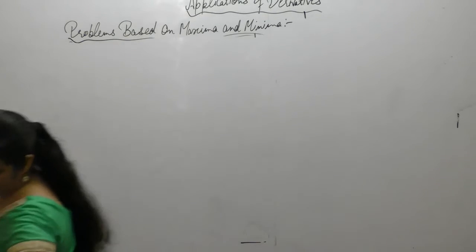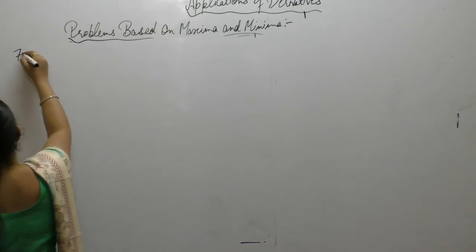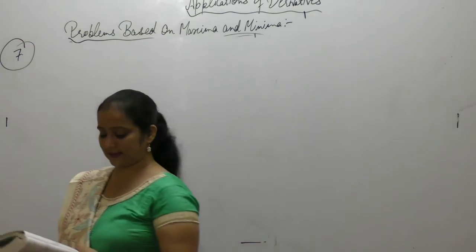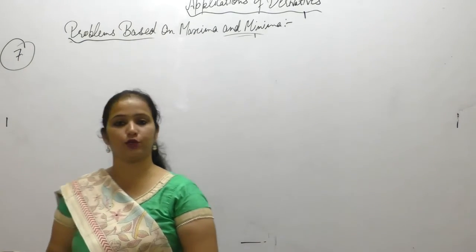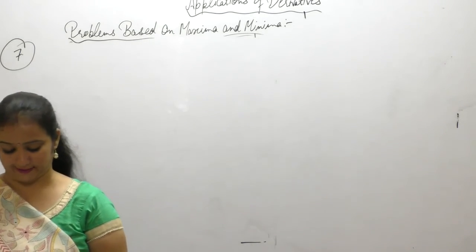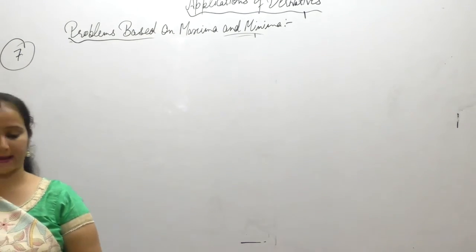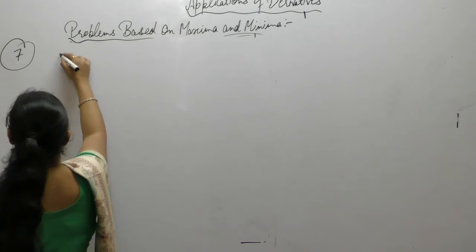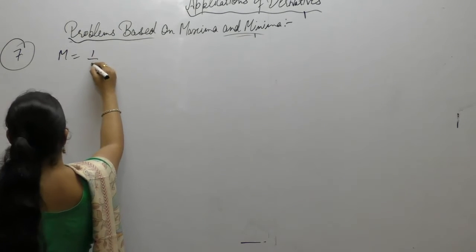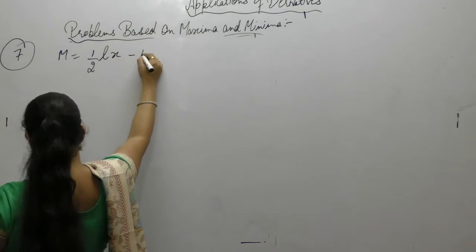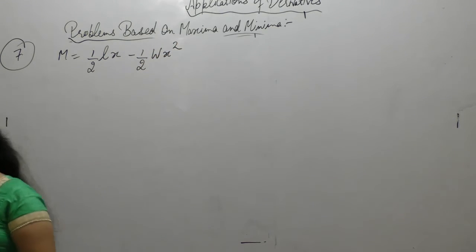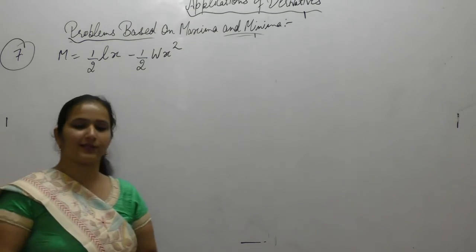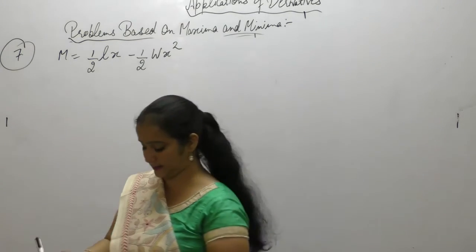Now the next one is: a beam of length L is supported at one end. If W is the uniform load per unit length, the bending moment M at distance x from the end is 1/2 Lx minus 1/2 Wx square. Find the point on the beam at which the bending moment has a maximum value.